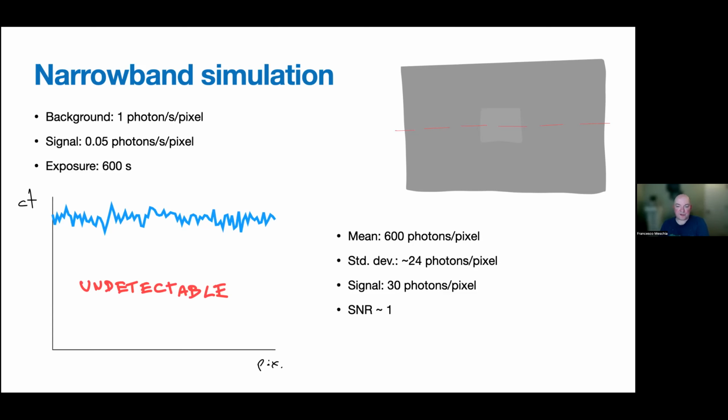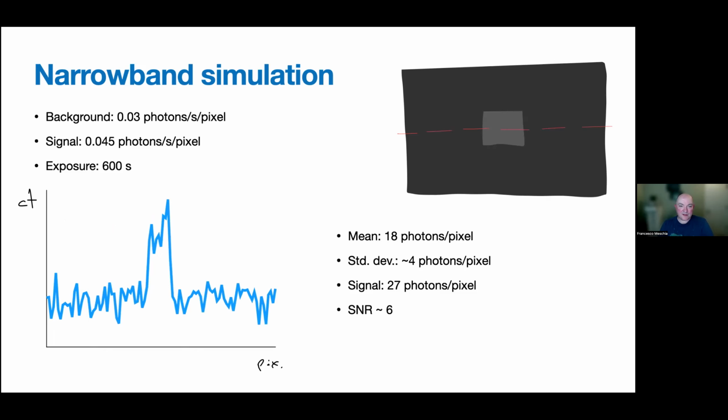instead of receiving one photon per second per pixel, I'm going to receive 0.03 photons per second per pixel, because assuming that the background sky is uniformly distributed, and it's a big assumption, but let's simplify things, I'm only going to receive 3% of the incident radiation. And I'm also going to reduce a little bit of the signal, but assuming that this has 90% transmission, I went from 0.05 photons per second per pixel to 0.045, not a big difference.